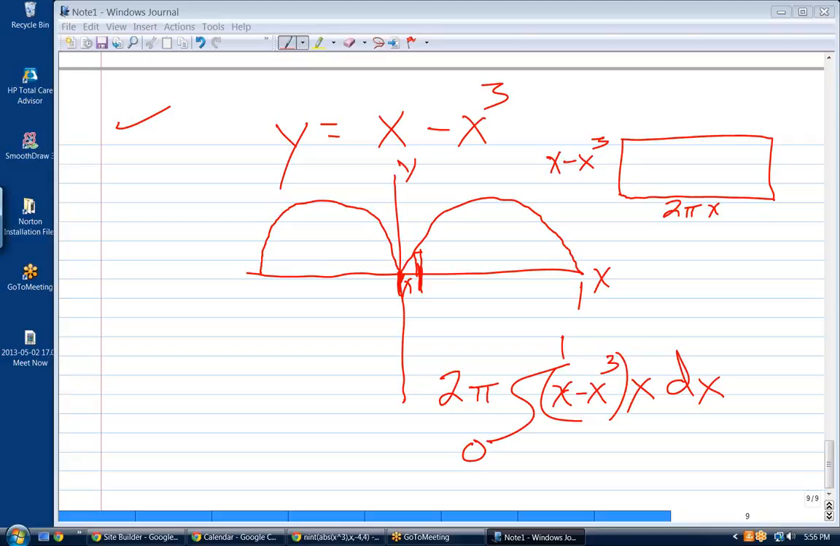So if you took that cylindrical shell and unfolded it, imagine taking a label off of a soup can and unfolding it. It becomes a rectangle whose length is the circumference of that shell, which in our case is 2 pi r, r being x, and the height of the cylindrical shell is this measurement here. Well, that's y, which in this case is x minus x cubed.